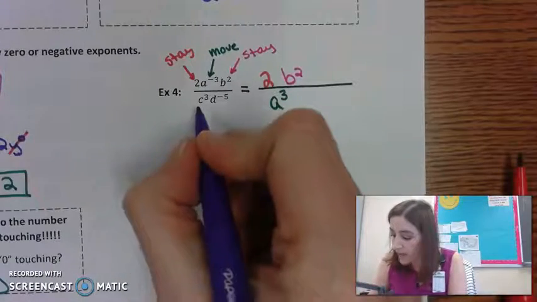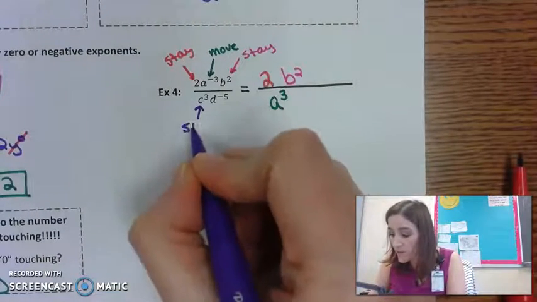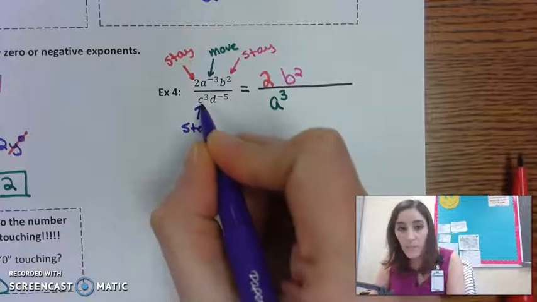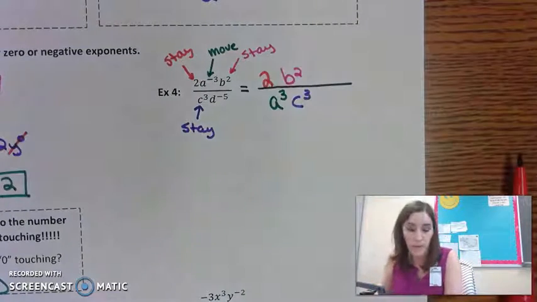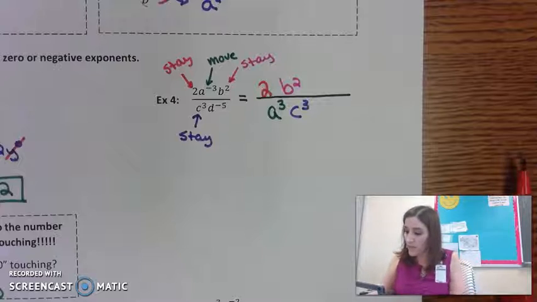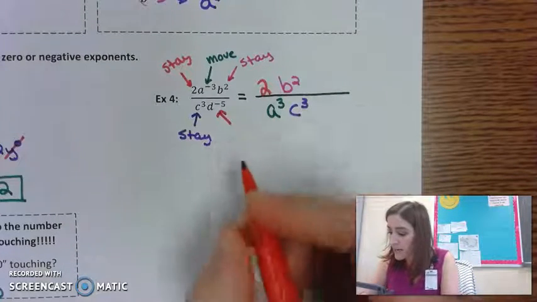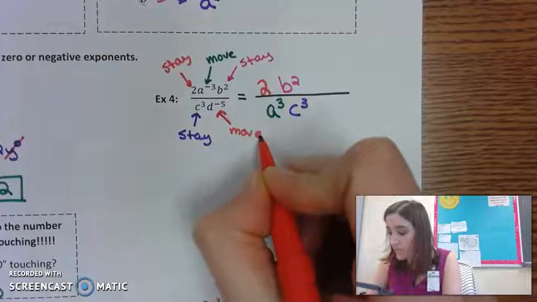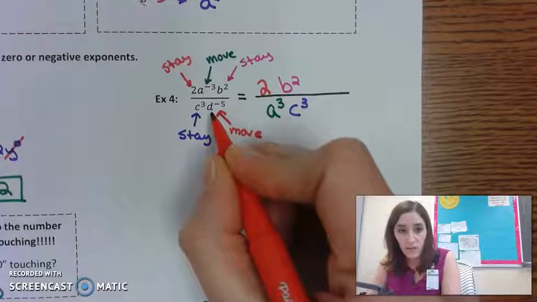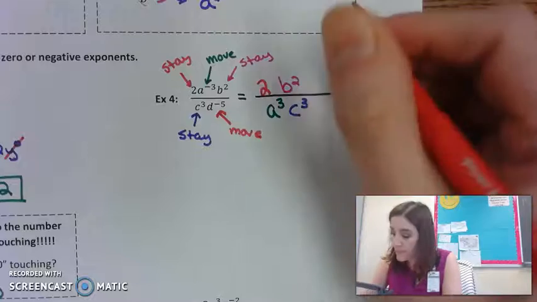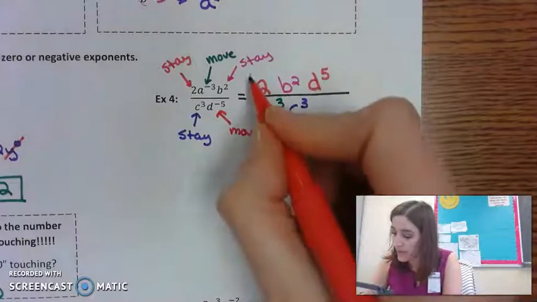Okay, on the bottom, I've got c to the 3rd power. It's already got a positive exponent, so it is going to stay. It's on the bottom of the fraction bar, so it stays on the bottom of the fraction bar. And then I've got one more piece, d to the -5 power. That one has a negative exponent, so it is going to move. It's negative on the bottom part of our fraction right now, so we're going to change it and move it up, and then it becomes d to the +5 power. And there's our answer.